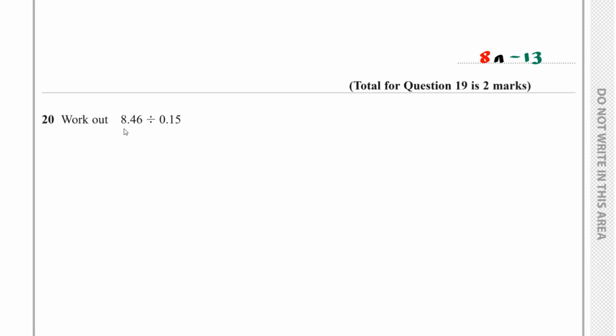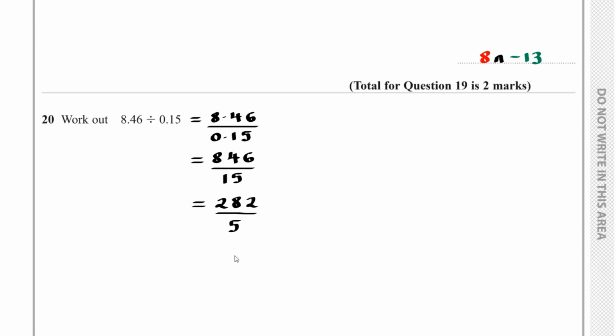Question number 20, we have to work out 8.46 divided by 0.15. This as a fraction is 8.46 over 0.15, and if I multiply both the numerator and denominator by 100, we get 846 over 15. And if I divide the top and bottom by 3, we end up with 282 over 5, which is 56.4.